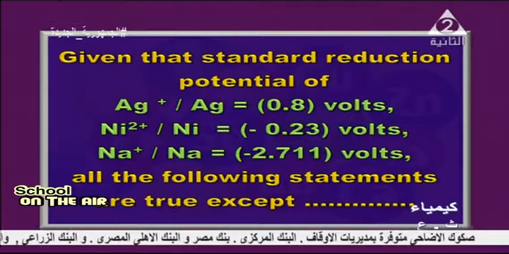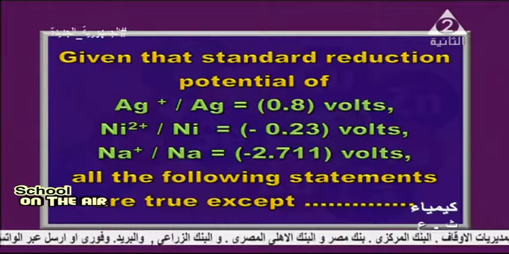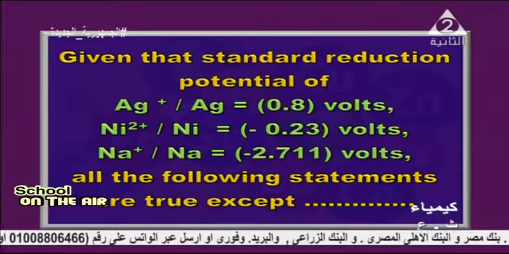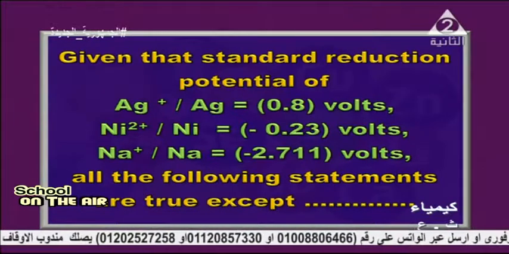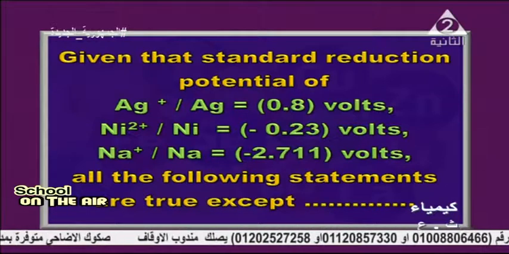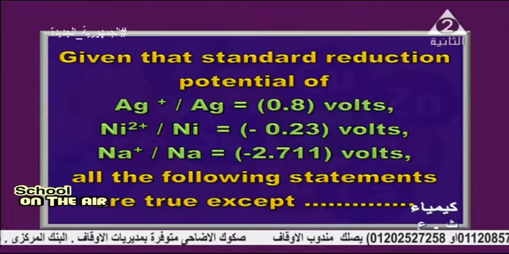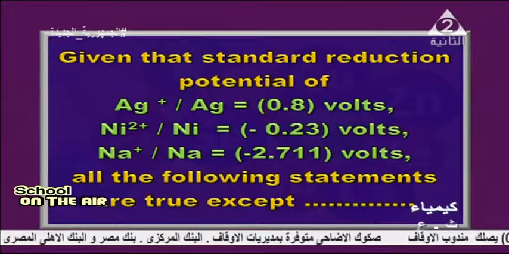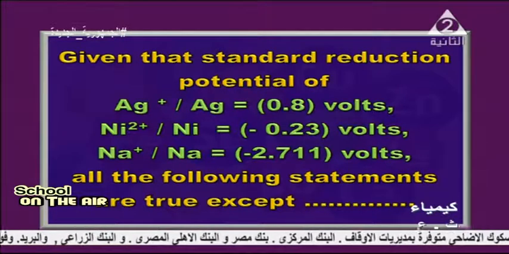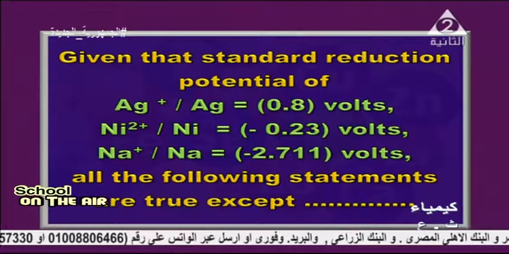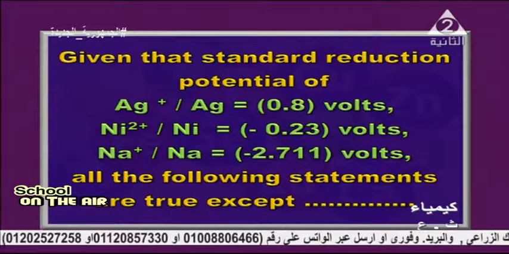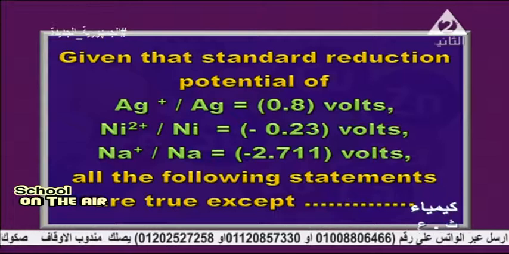Given that the standard reduction potential of Ag+/Ag equals 0.8 V, Ni2+/Ni equals negative 2.3 V, and Na+/Na equals negative 2.711 V, all the following statements are true except one. So we are going to choose the wrong answer.